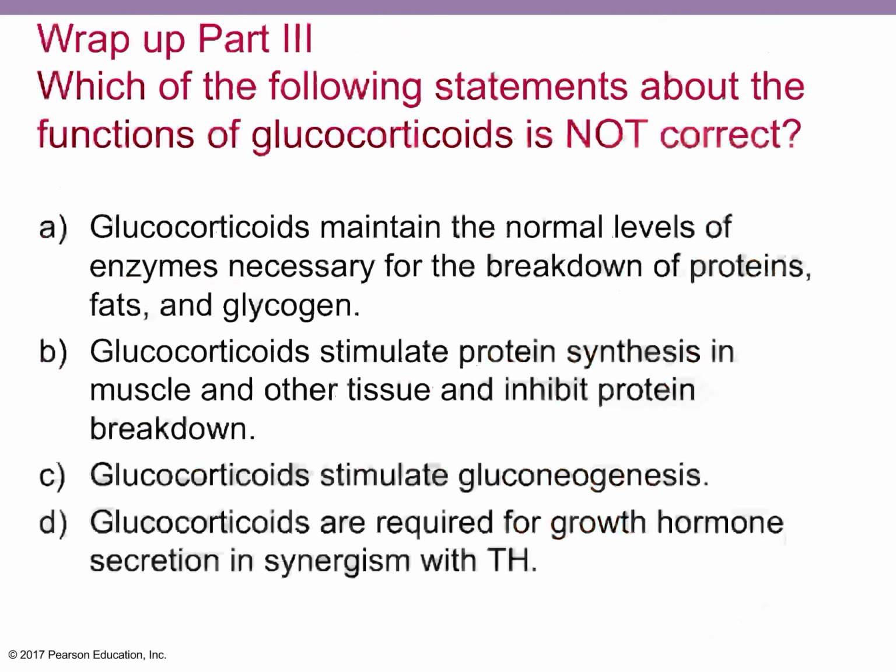Which of the following statements about the function of glucocorticoids is not correct? Okay, so glucocorticoids do not stimulate protein synthesis, right? So they're only going to stimulate breakdown. So they're going to maintain normal levels of enzymes necessary for breakdown of proteins, fats, and glycogen. Glucocorticoids stimulate gluconeogenesis. That's also a stress response, make more glucose. Glucocorticoids are required for growth hormone secretion in synergism with thyroid hormone. Yes, so this is your answer.